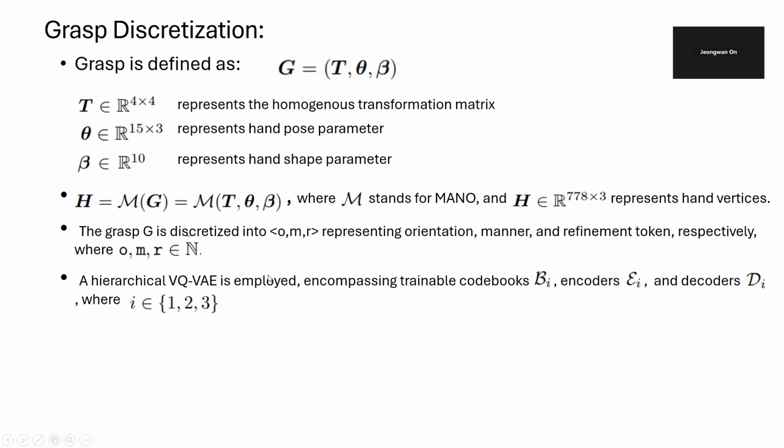A hierarchical VQVAE is employed. They don't use just a plain VQVAE, they use the hierarchical VQVAE, which we'll see how it looks like, which encompasses trainable codebooks B_i, encoders E_i, and decoders D_i, where i equals 1 to 3. So there are 3 hierarchies here, and for each hierarchy, we have separate codebooks, separate encoder, and separate decoder.